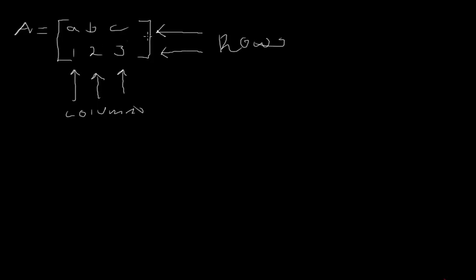So what is in our first row? Our first row has got letters A, B, C. See that? Let me just write it there for you. So our first row is composed of these letters A, B, and C. Our second row is composed of numbers 1, 2, and 3. Then what do we have in the columns? In the first column, we've got letter A and number 1. In the second column, we've got letter B and number 2. In the third column, we've got letter C and number 3.